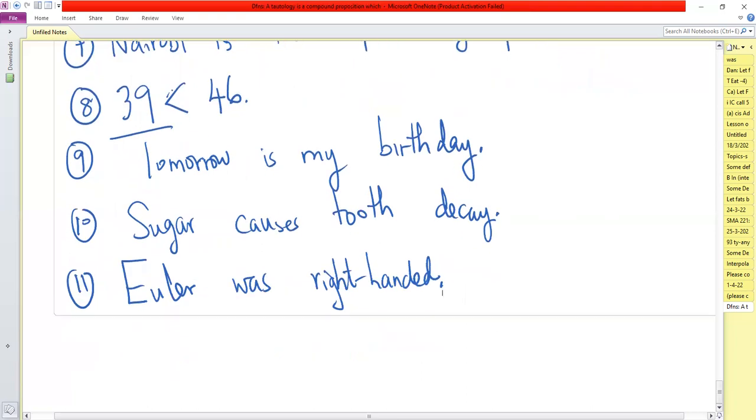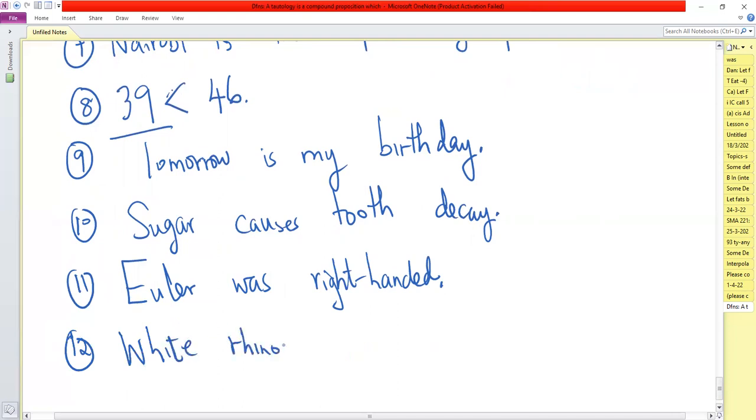Number 12. White rhinos will be extinct in 6036, and other more examples.